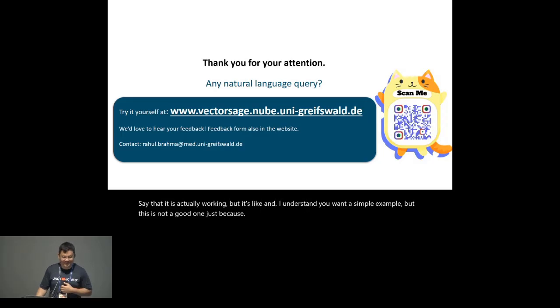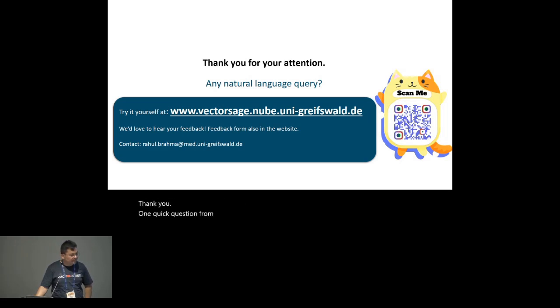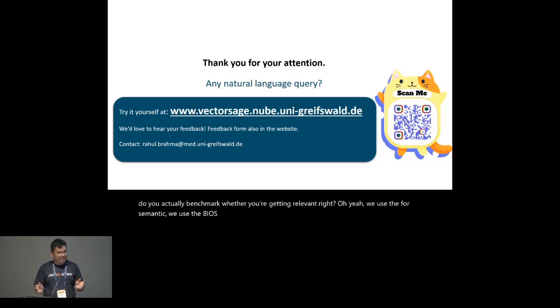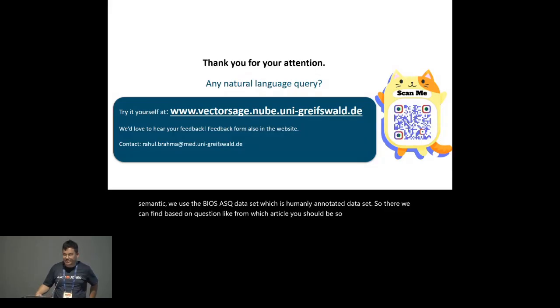Okay, thank you. And also one quick question from online, which is related to when you do the relevance ranking, how do you actually benchmark whether you're getting relevance right? Oh, yeah. For semantic search, we use the BioASQ dataset, which is a humanly annotated dataset. So there we can find, based on a question, from which article the answer should come. Yeah, that's how we did it.